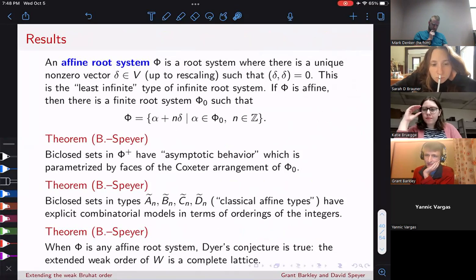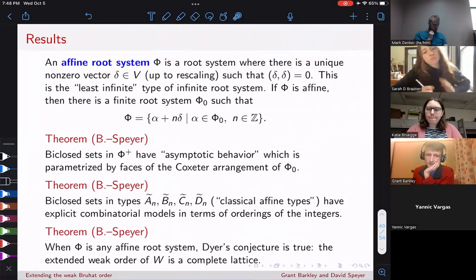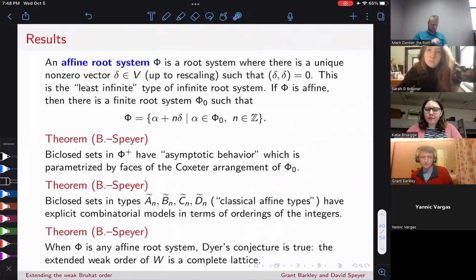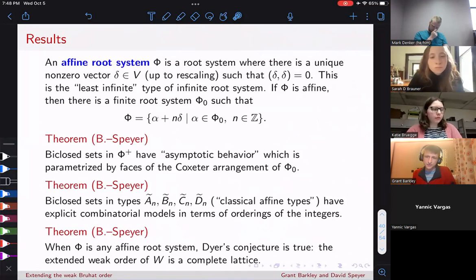And then, of course, finally, we have actually proven that Dyer's conjecture is true for affine root systems. So if we have an affine root system, then the extended weak order is a complete lattice. So this is extending Wei-Xiao Wang's result for the 3-dimensional ones. We've done it for every dimension.